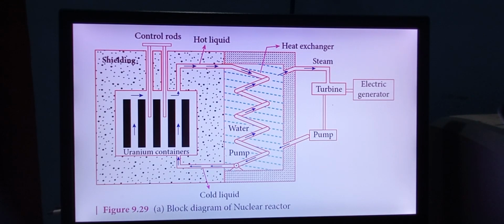Then block diagram of a nuclear reactor. So shielding, uranium containers, control rods, hot liquid, heat exchanger, steam, turbine, pump, then water pump to electrical generator.